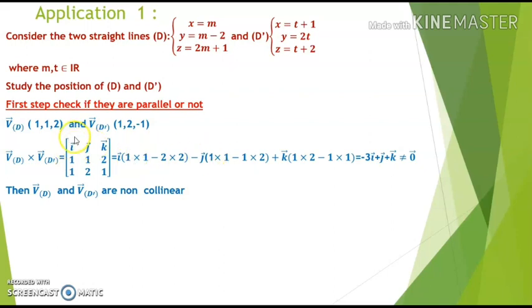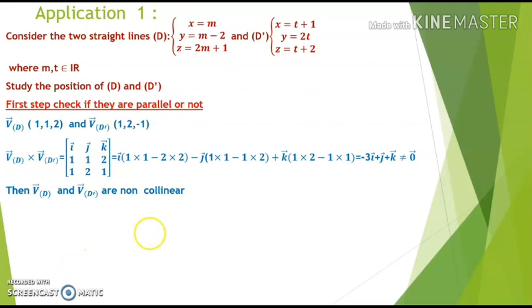We get it in the form of a matrix by putting i, j, k in the first row, in the middle the first vector vd, and in the last row the second vector vd prime. By calculation we get the cross vector equal to minus 3i plus j plus k, which does not equal 0. Then vd and vd prime are non-collinear, so the two straight lines are intersecting or skew.